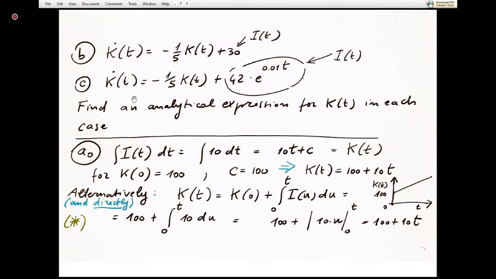And the final scenario is K dot(t) depends similarly on the current level of the capital stock. So it's basically like having a depreciation rate of 20%, okay? Minus 1 over 5 K(t) plus 42 times exponential 0.01t. So we have here an investment path that increases exponentially over time. And the question is: find an analytical expression for K(t) in each scenario.